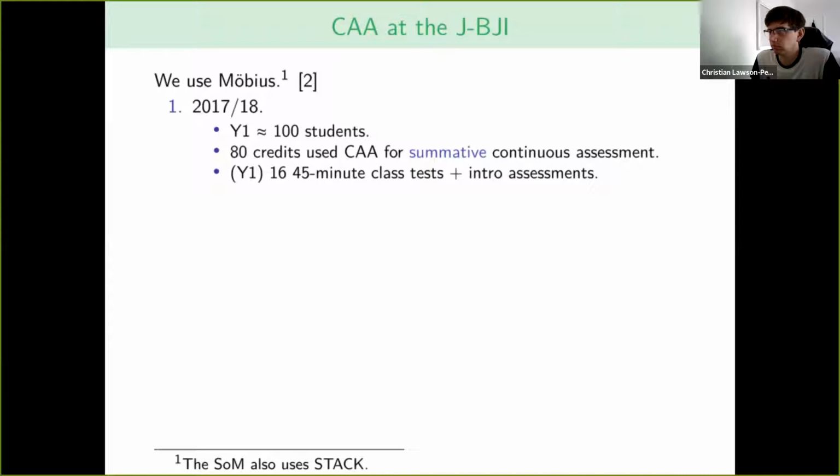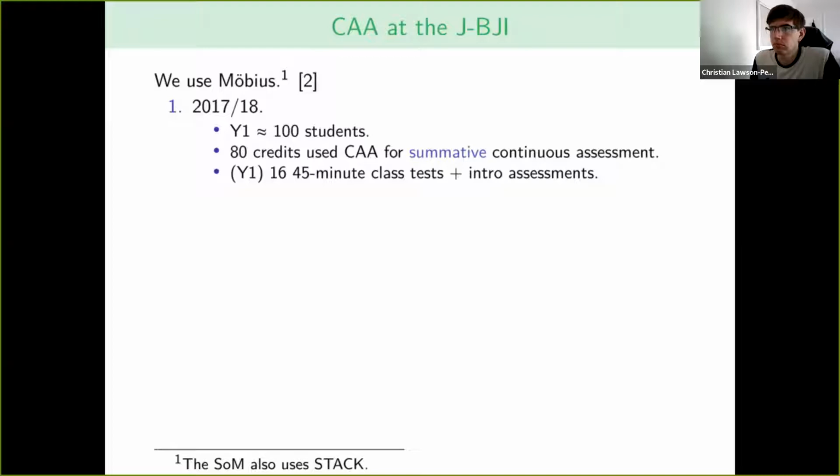2017-18 was the first year that the JBJI took in students, roughly 100 in number. And School of Mathematics staff were responsible for 80 taught credits. In total, this meant designing 16 45-minute class tests and some introductory assignments to form the continuous assessment for our students. Now, regarding content development here, John Watkins' team oversaw this, and I was tasked with learning the ropes to take on the role in the following year.